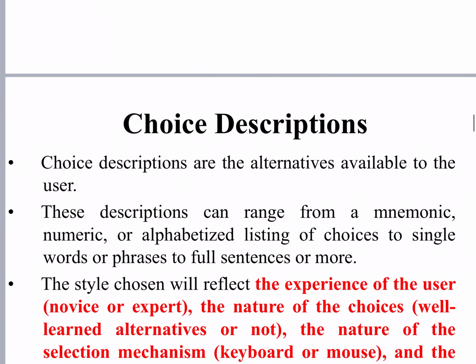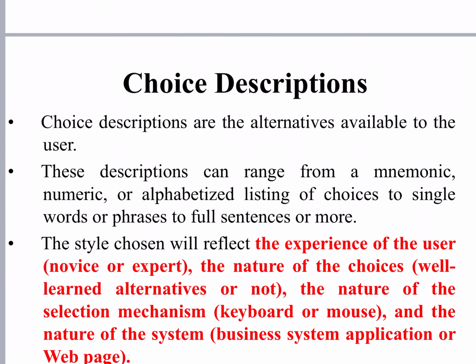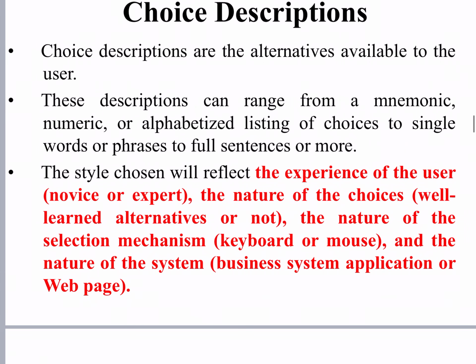Next is choice description. When it comes to choice description, these are the alternatives which are available for the user. These descriptions can range from numeric or alphabetic listings of the choices, to single words or phrases, to full sentences. The style chosen will reflect the experience of the user, the nature of the choice, the learned alternatives, the nature of the selection mechanism, and the nature of the system.